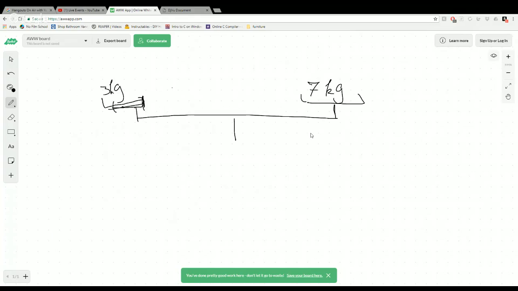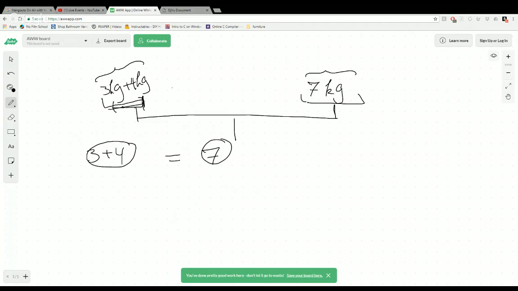So what do you do? One thing you could do is add to this side something that weighs 4 kilograms, right? Because 3 plus 4 is 7. And now the scales are balanced, so you can say the total mass over here, the 3 plus 4, is the same as the total mass over here, the 7. These weigh the same. This amount of mass is the same as this amount of mass.